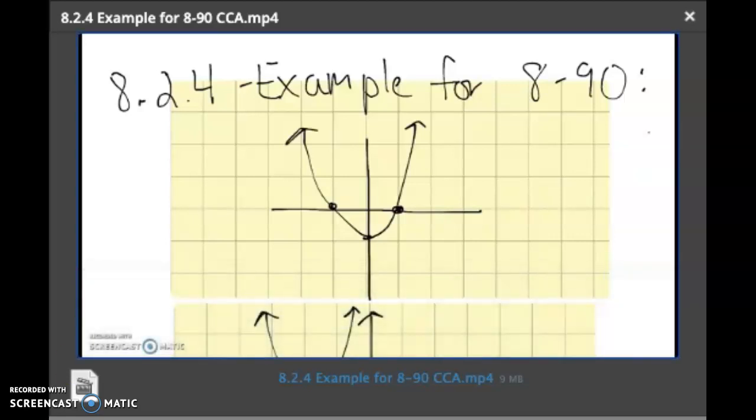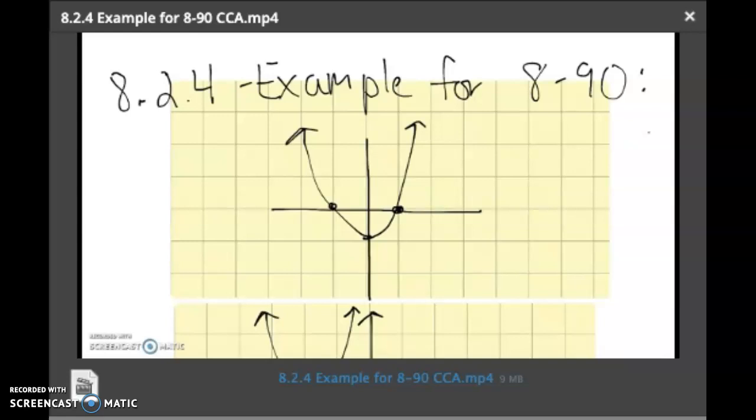Lesson 824, this is an example for problem 890. So in problem 890, you're going to be looking at a few different types of graphs, and I just want to go over a few examples so you can understand some of the different situations you might be studying.